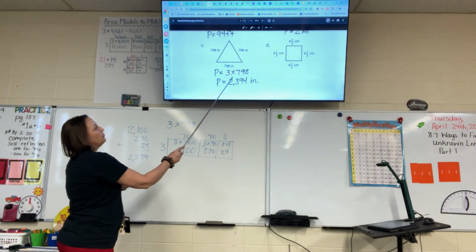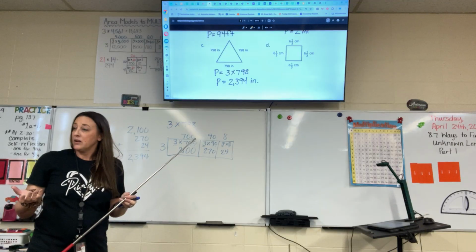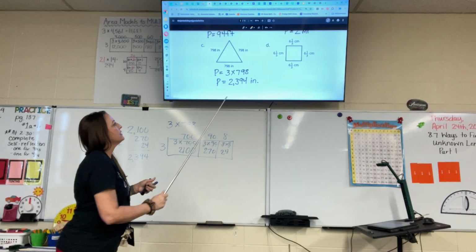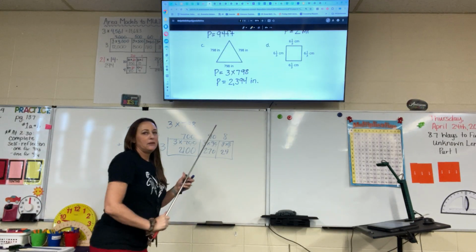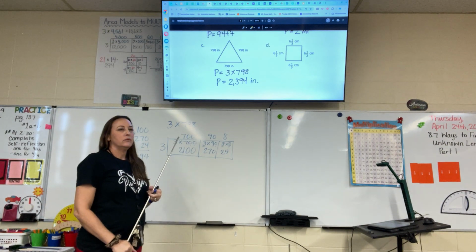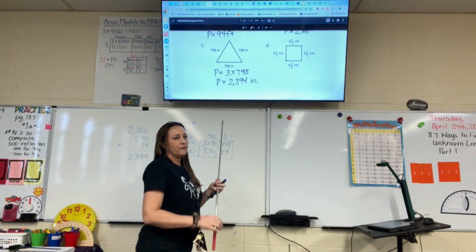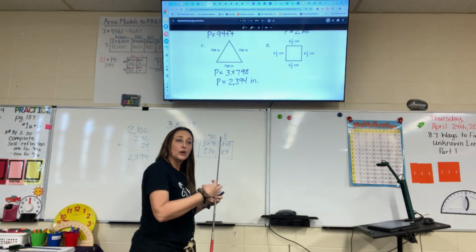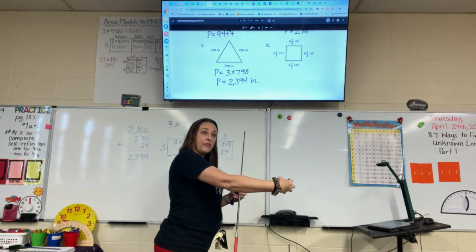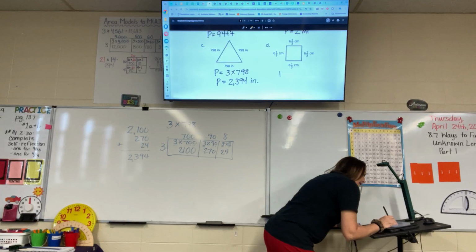So on that one, our expression was 3 groups of 798 because you see 798 3 times. What would the expression be for that one? Autrey? 6 1/3 times 4. Yep. We're just going to put the 4 first so we can read it as 4 groups of 6 1/3. But you're exactly right. So perimeter equals 4 groups of 6 1/3.